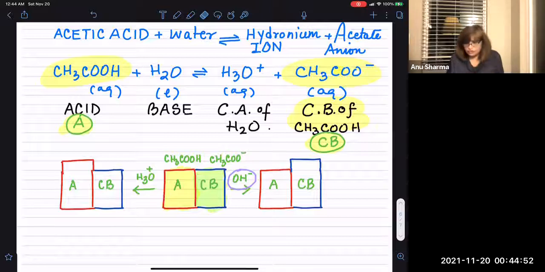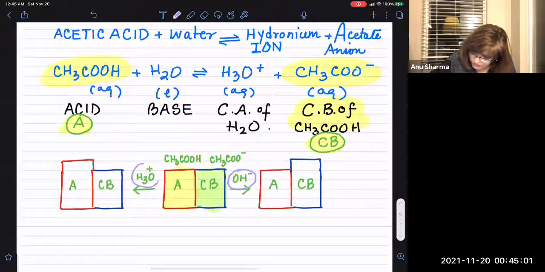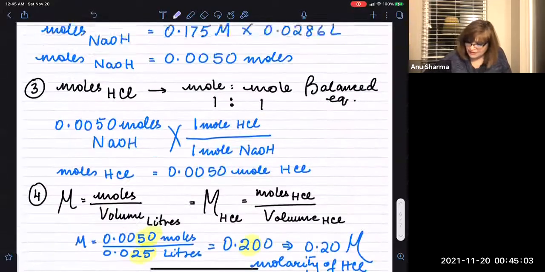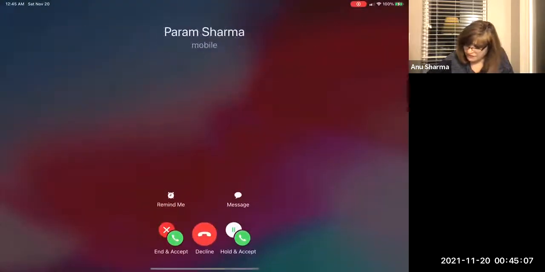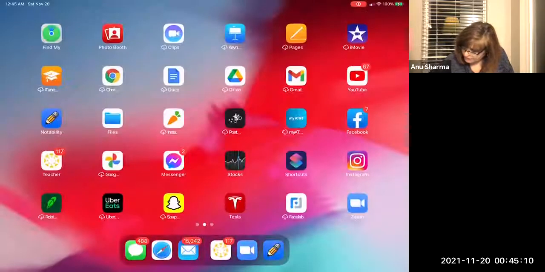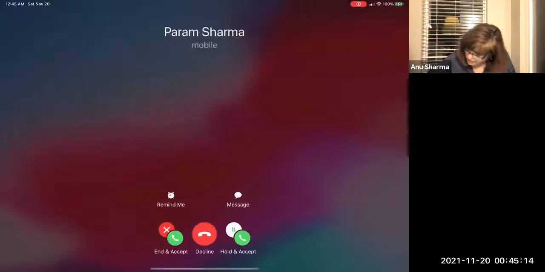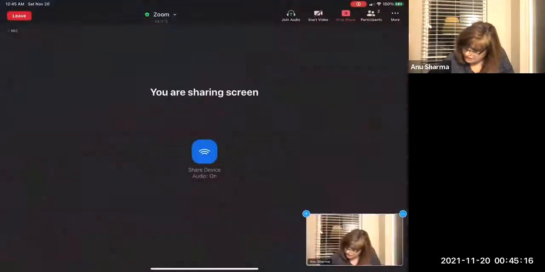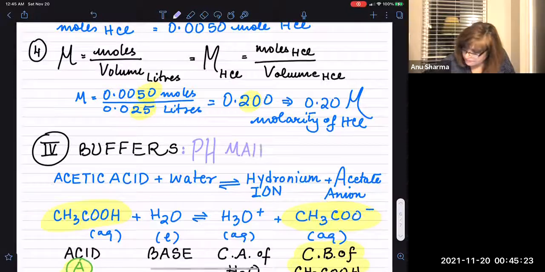So this is just to give you a brief idea of the buffers. I'm not going to ask you any questions on that. Just keep in mind that in buffers, the pH is maintained.